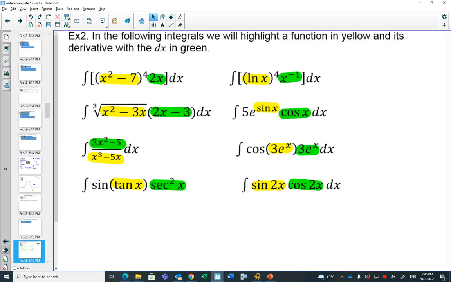And we also have a choice in this first one. Can you see that if I had highlighted only the x squared, that its derivative would also be the 2x? But if something is inside, we're going to try to highlight all of it. And we're going to see why in a second.